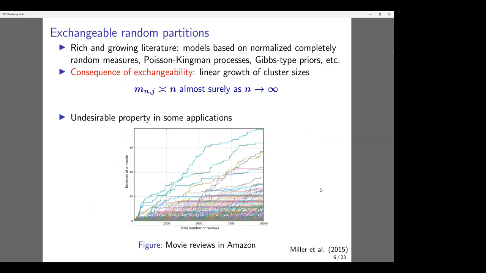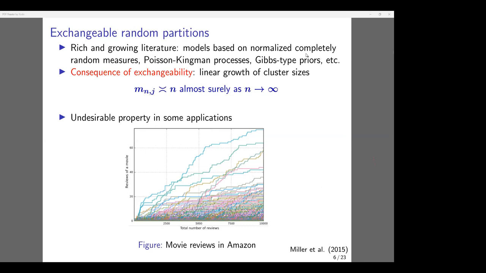So those are the most popular models for exchangeable random partitions. There's a very rich and growing literature on exchangeable random partitions, and many of the people attending this talk have made great contributions to it. So models based on normalized completely random measures, Poisson-Kingman processes, Gibbs-type priors, etc.